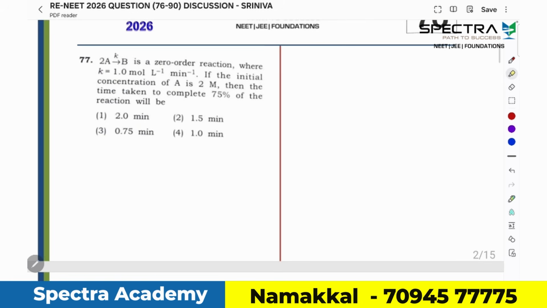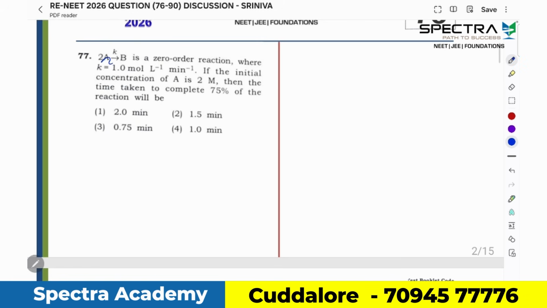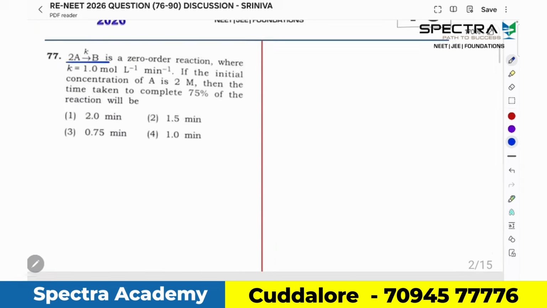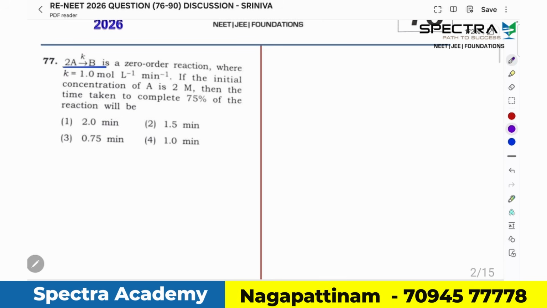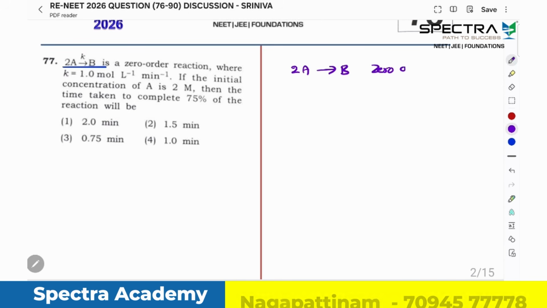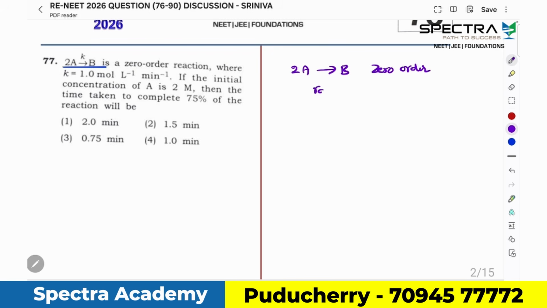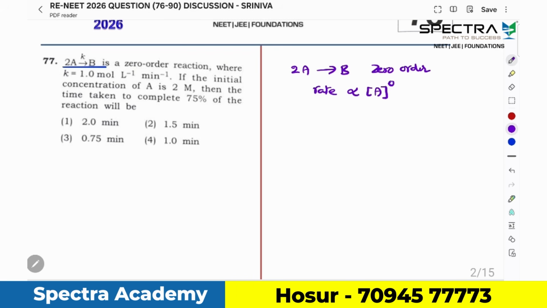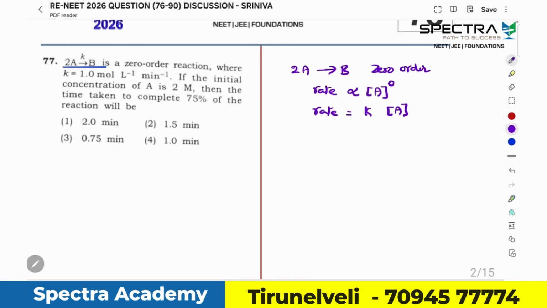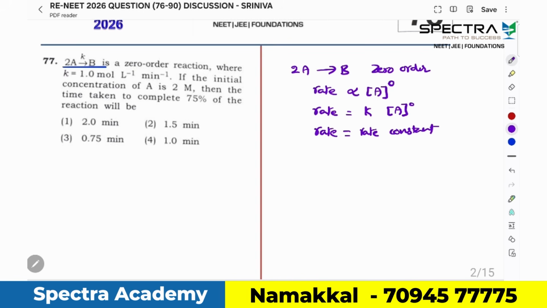Now coming to question number 77. 2A gives rise to B, it is a zero order reaction. In a zero order reaction, the rate of reaction is not dependent on the molar concentration of the reactants. Then rate is equal to K into A power 0. So rate is equal to the rate constant. This is according to a zero order reaction.